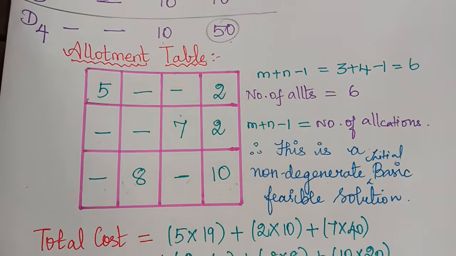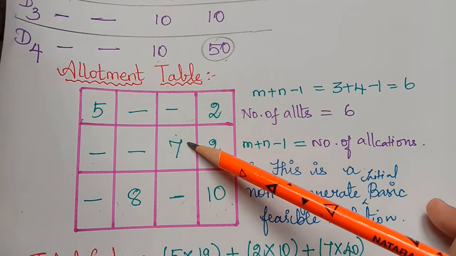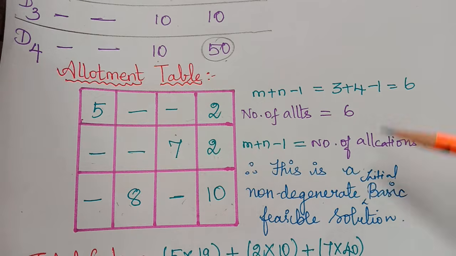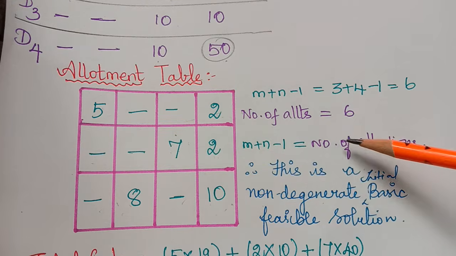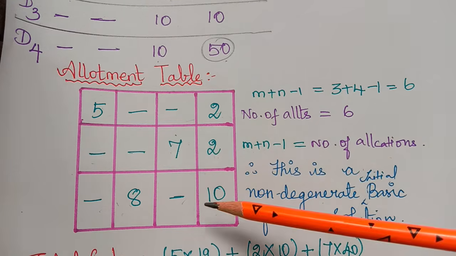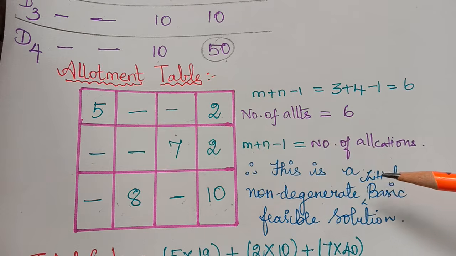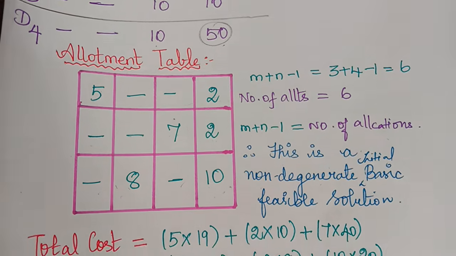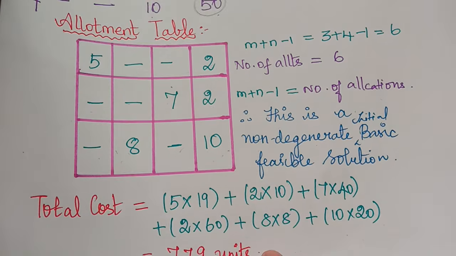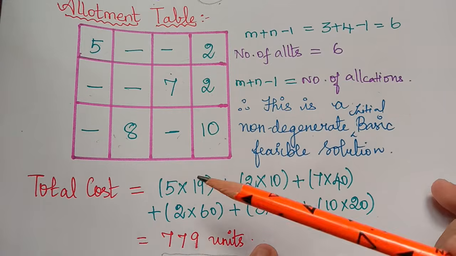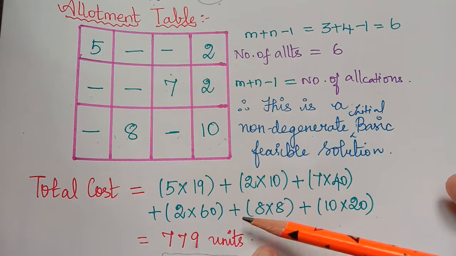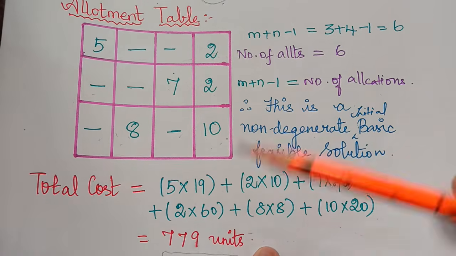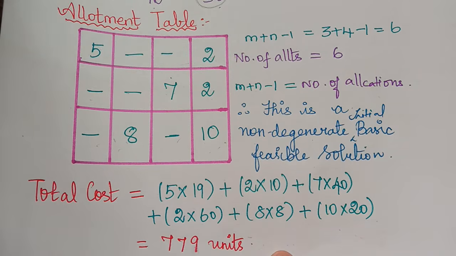Now the matrix given, first we will be writing, and by using the Vogel's approximation method we have evaluated the allotment table. After finding the allotment table we checked whether the solution is degenerate or non-degenerate by using m plus n minus 1 equal to the number of allocations, and we found that the solution is a non-degenerate basic feasible solution, after which we have evaluated the total cost, that is we have got it to be 779 units. Now we have to check whether this basic feasible solution is the optimal solution or not.